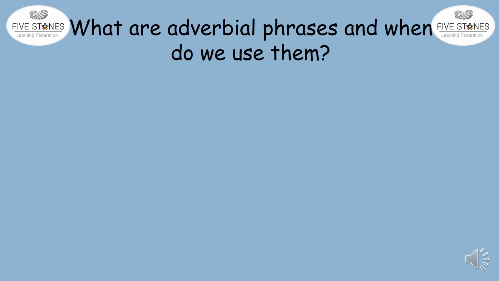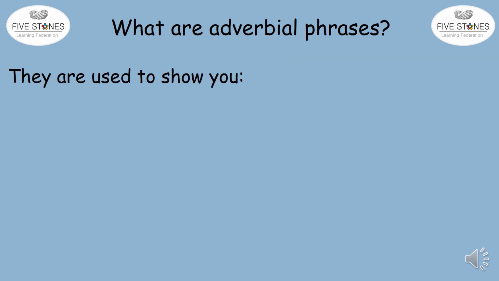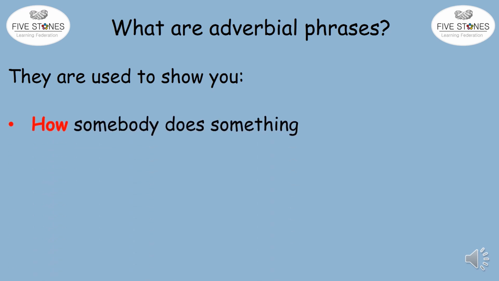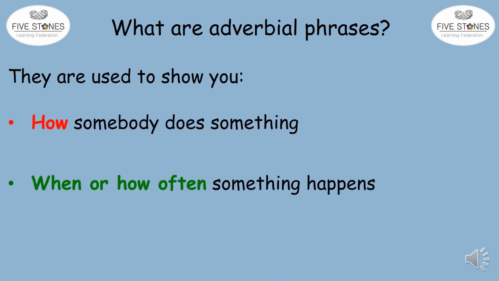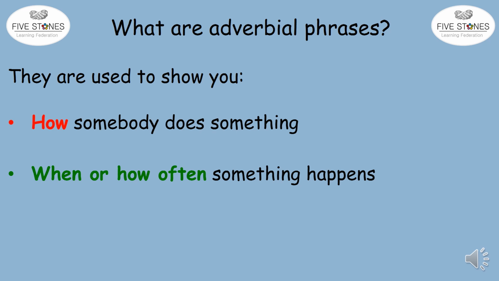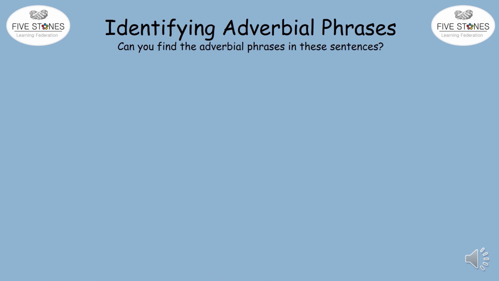Get started. So, what is an adverbial phrase and when might we use them? I'd like you to have a quick think about that. Right, so adverbial phrases are a part of a sentence, and they show you how somebody does something, when or how often something happens, or where something happens, okay? Right, so now we know that, we're going to try and identify some adverbial phrases.